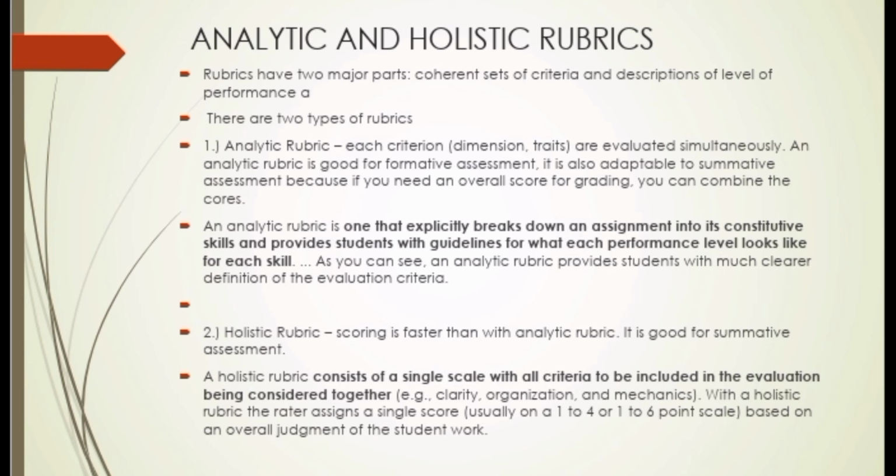And second, the holistic rubric. Scoring is faster than with an analytic rubric. It is good for summative assessment because it consists of a single scale with all criteria to be included in the evaluation being considered together. For example, clarity, organization, and mechanics. With the holistic rubric, the rater assigns a single score, usually on a 1 to 4 or 1 to 6 point scale. It is based on an overall judgment of the student's work.